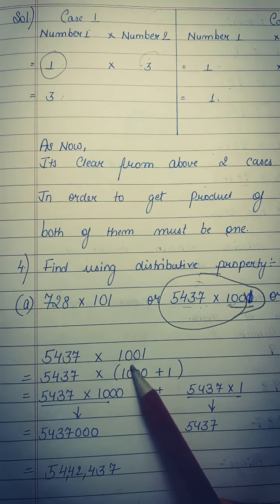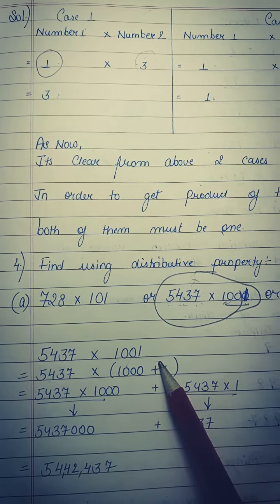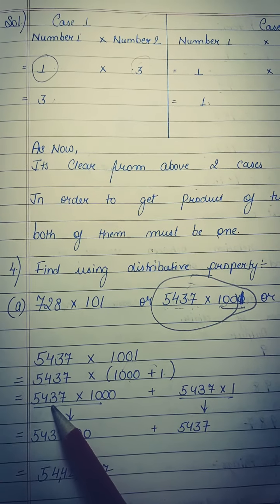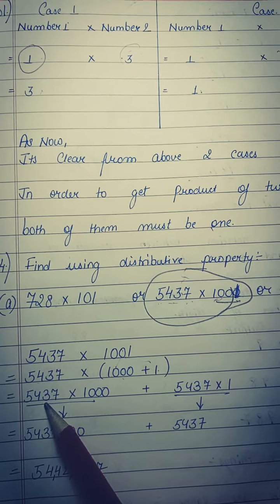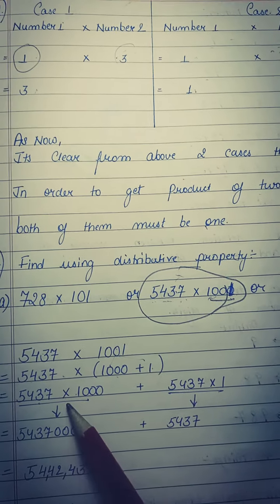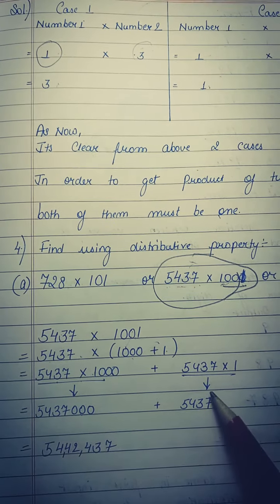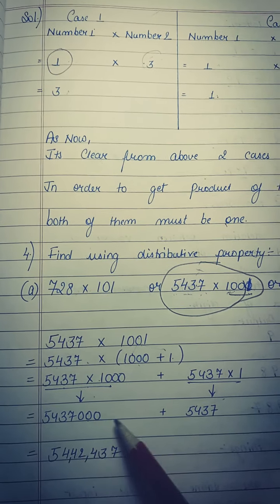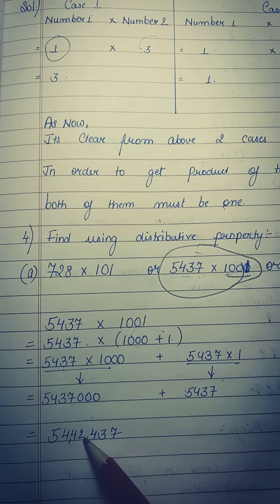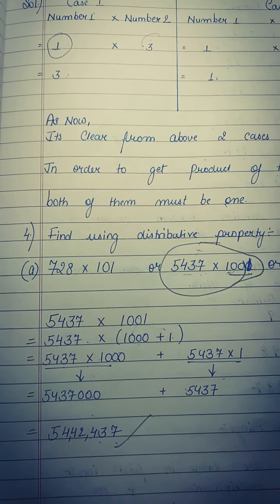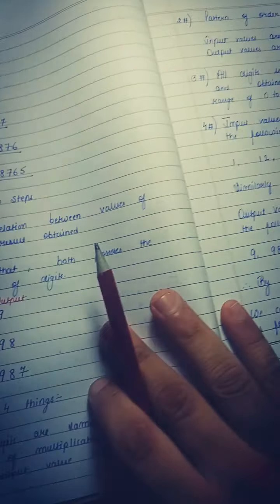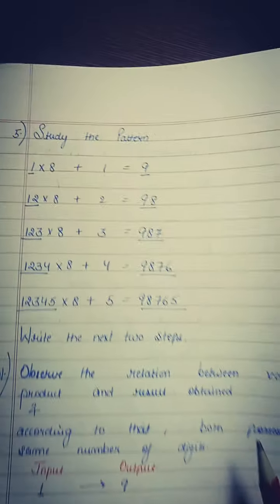First of all, we split it up like this, as I told you in the earlier classes: 1000 plus 1. Now this number will be multiplied by both of them one by one, and we obtain these two answers, and finally we sum up the products so obtained, and the final product will be 5,442,437.